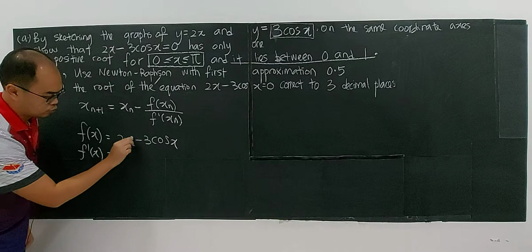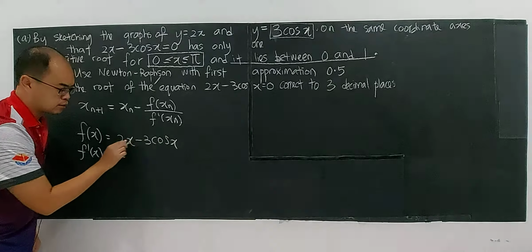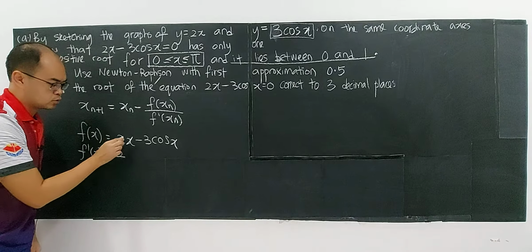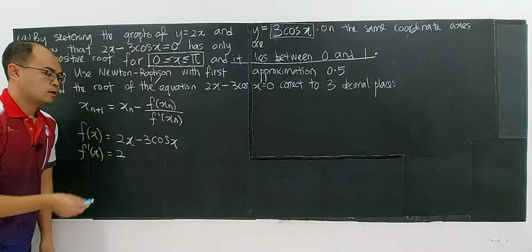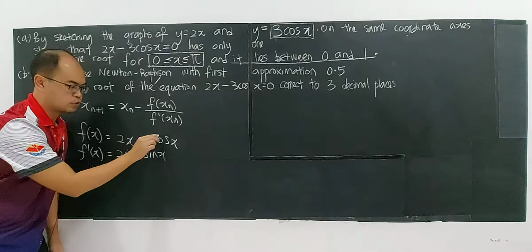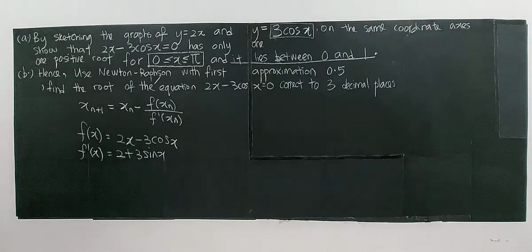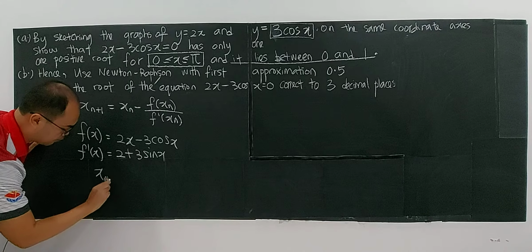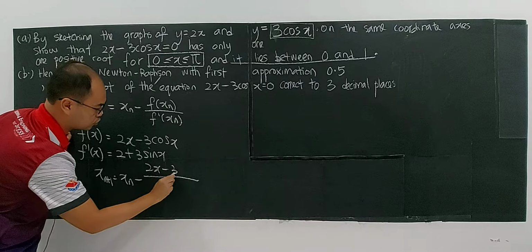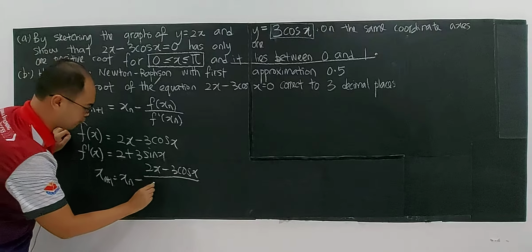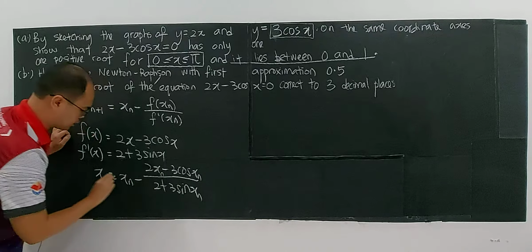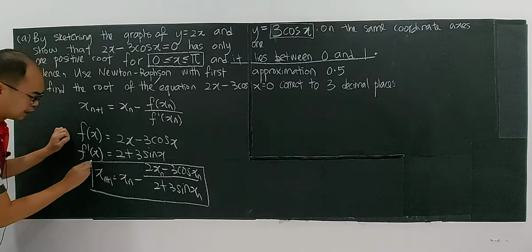So we differentiate 2x, we get 2. Differentiate cos x, we have negative sine x. So differentiating 3 cos x, we get positive 3 sine x here. So the iterative formula for this case will be x(n+1) equals xn minus f(xn), 2x minus 3 cos x, over f prime(x), 2 plus 3 sine x. This is the very powerful iterative formula to get the root when we're not sure where it is.